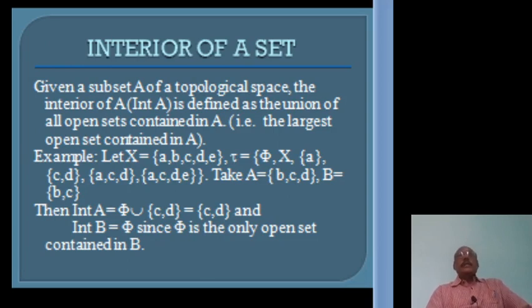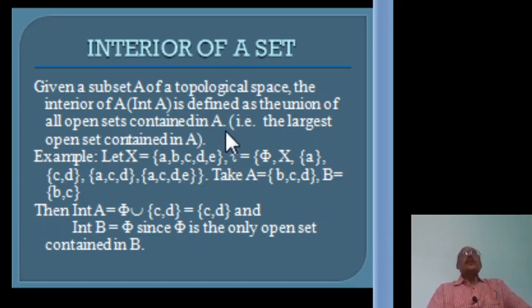Now let us define the interior of a set. We consider a set A of a topological space X. The first question is, does there exist an open set contained in A? Yes. We can find at least one open set contained in A, namely the empty set. So the empty set is at least an open set contained in A. There may be several open sets contained in A. We find the union of all such open sets. That set is denoted by interior of A. So interior of A is the union of all open sets contained in A.